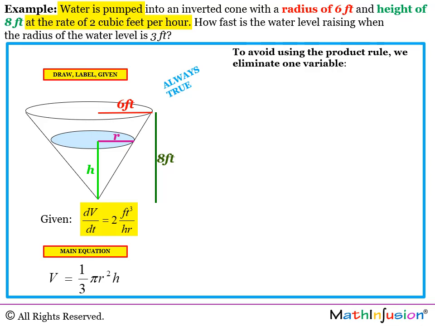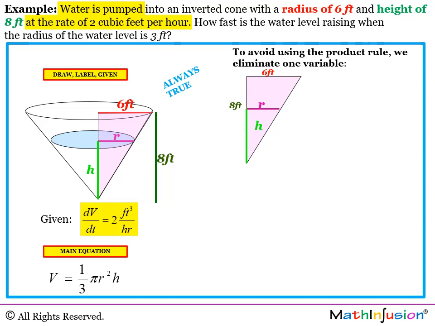To avoid using the product rule, we may eliminate one variable. As I told you, I'm going to do this problem twice. Now I'm going to do it by eliminating one of the variables. Later I'm going to redo the problem without elimination of the variable. For this, I'm taking the middle cross-section of the container.